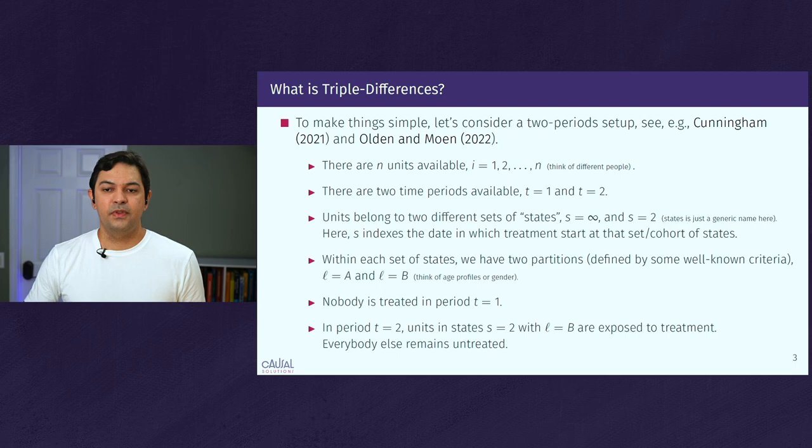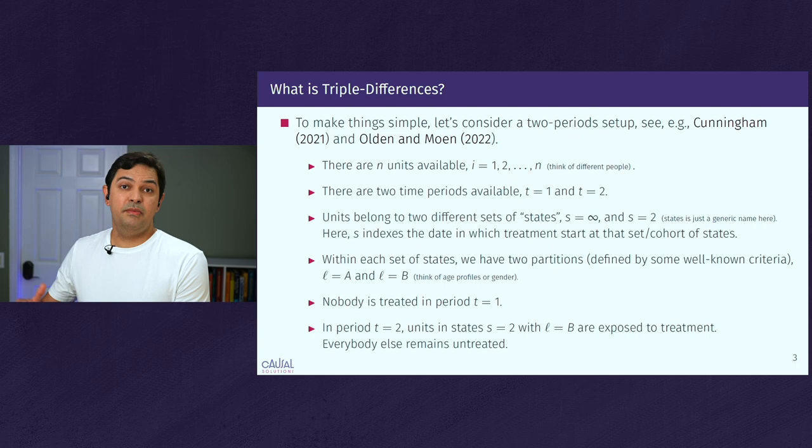Because even within states that adopt the policy, it is not meant to affect everybody, only a subset of the population. And this subset is going to be denoted by L equals B. Here B stands for benefited, the subset that was affected by the policy.